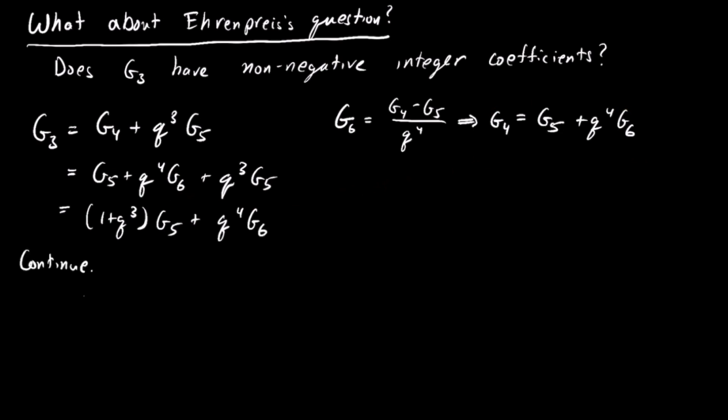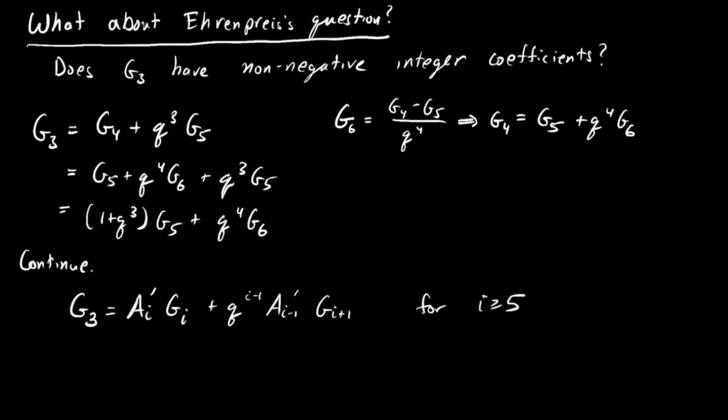And what I'm able to do is say G3 can be rewritten in terms of some polynomials A_i, let's call it A_i prime to differentiate from the polynomials earlier, times G_i, plus q^(i-1) A_(i-1) prime G_(i+1), for i greater than or equal to 5. And I can show that these polynomials satisfy the same recursion as earlier. They just have a different initial condition, right? We have to take the initial condition that A_4 is equal to 1 and A_5 is equal to 1 plus q^3 when we set up these polynomials.